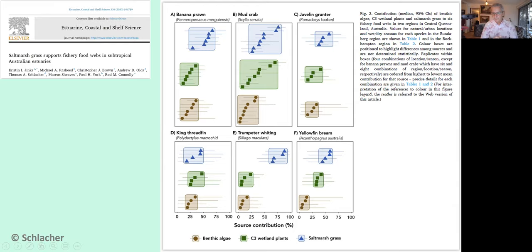And how much comes from the benthic microalgae? Remember that film sitting on the mud. We did this for banana prawns, mud crabs, grunters, sweetlips, whitings, and yellowfin bream. And really surprising, once you do proper chemical ecology, and not what you read in a book by people who opened up the stomachs, most of those fish, look at the whiting, obtain ultimately most of their energy from carbon captured by salt marsh grass and then exported into the estuarine channel.